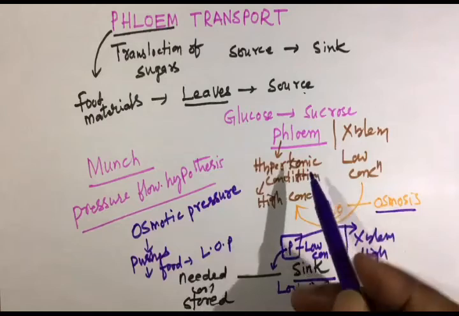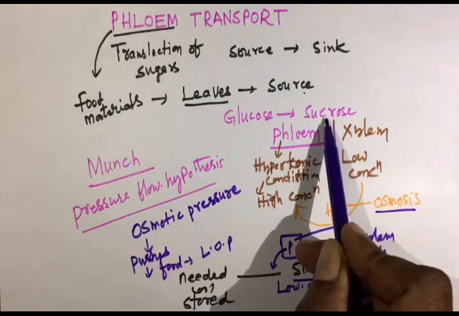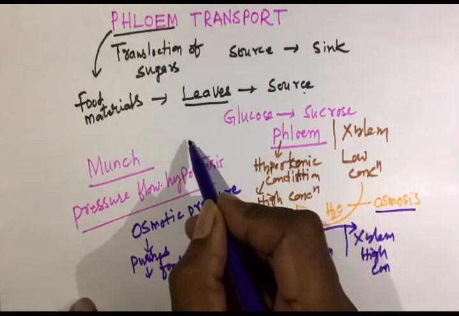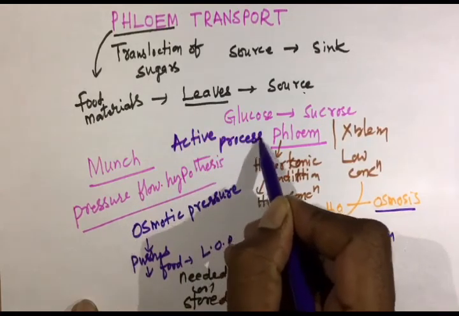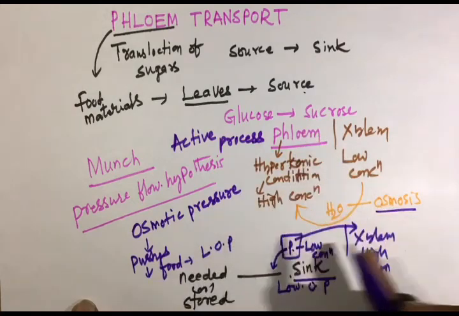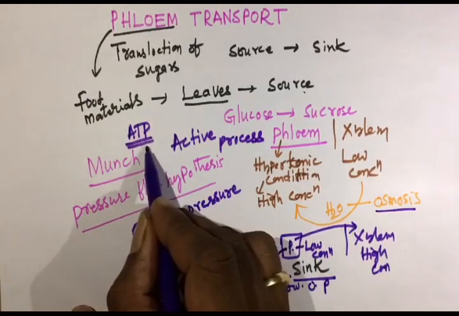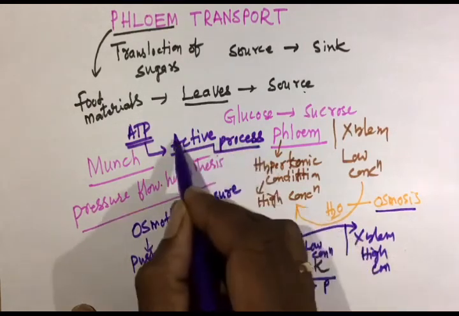The export of food material into the phloem at source areas and the import of food materials from the phloem at sink areas are always through an active process. Active process means the export or import of food materials into the phloem or from the phloem always utilizes energy in the form of ATP. That's why export and import are said to be an active process.